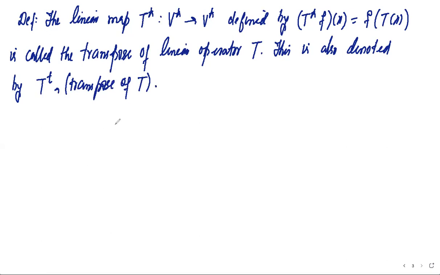So once we have defined the transpose of a linear operator, now we will look at how the matrix of this transpose T star looks like. That is contained in this theorem.